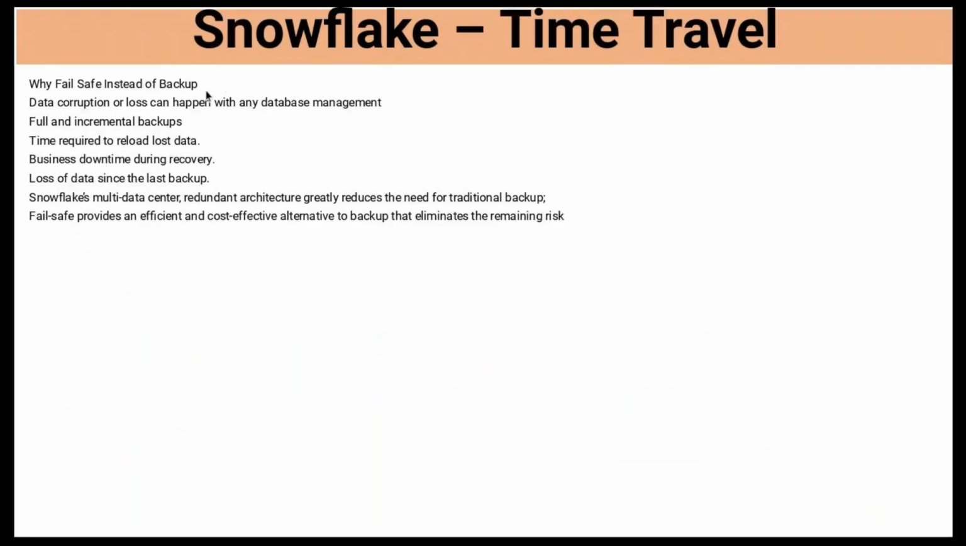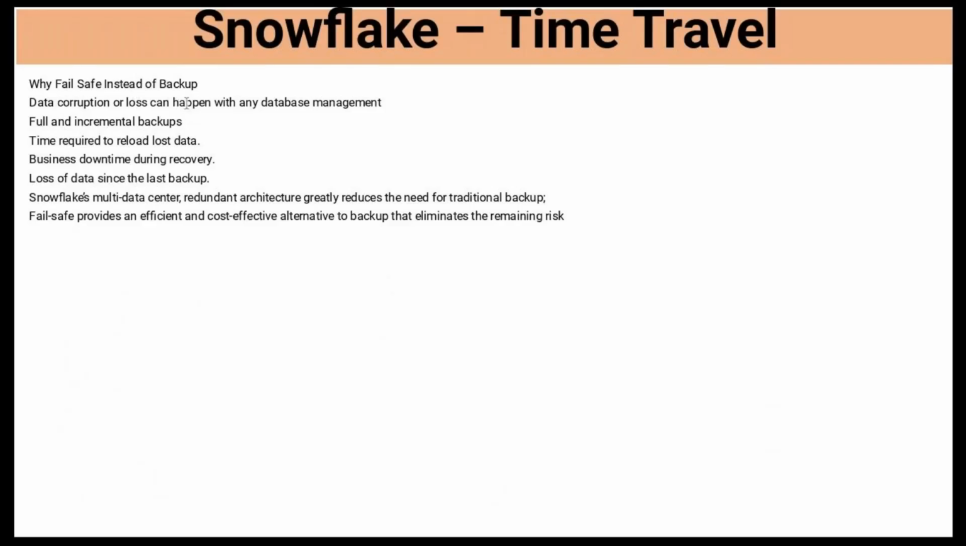So why is there failsafe instead of backup? What is the advantage of failsafe? Normally we have backup, right? In every database environment we create backups, we keep them and all this stuff. Backup is for when you have a crash and want to recover, or when you lose some data. If the data is lost and the table is dropped, then you can get it from the backup. That particular backup thing can be done using our time travel.